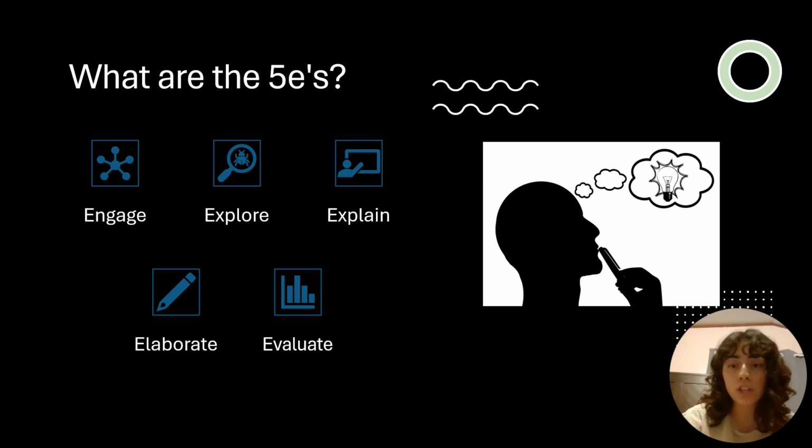With engage, you're hooking the students. With explore, the student is going through the experiment themselves. With explain, the student is taking what they learned from the exploration and explaining it in their own words. With elaborate, the student is taking their newfound knowledge and applying it to a real life example, explaining that example based on what they learned. And then finally evaluate, this is the students presenting their knowledge through assessments.